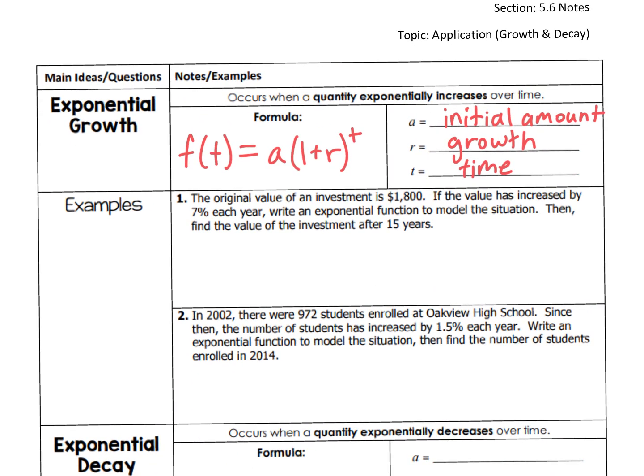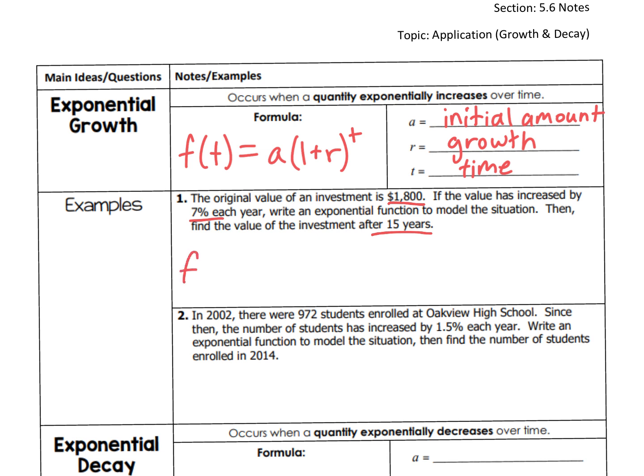So for this first example, it says the original value of an investment is $1,800. If the value has increased by 7% each year, write an exponential function to model the situation. Then find the value of the investment after 15 years. Okay, so you'll notice as I read through that problem, I underlined the things that I thought were going to be important. I need to just figure out what initial amount, growth, and time are and plug them into this.